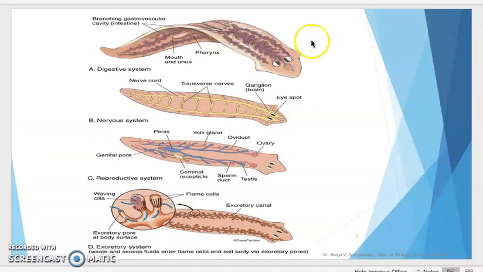So these are certain pictures of the digestive system. Here you can see the branched gastrovascular cavity, or the so-called intestine, which leads to the pharynx, and the pharynx ends in the mouth and the anus. It is the same opening. This pharynx is highly protrusible or ejectile, and withdrawal is possible for this pharynx, and it helps in the feeding of this organism.